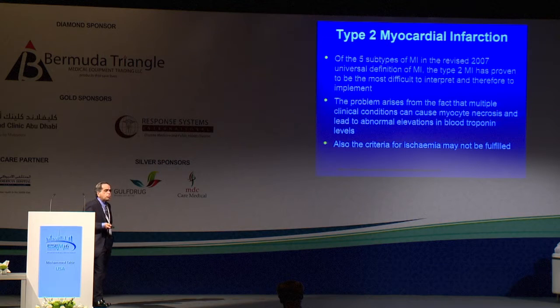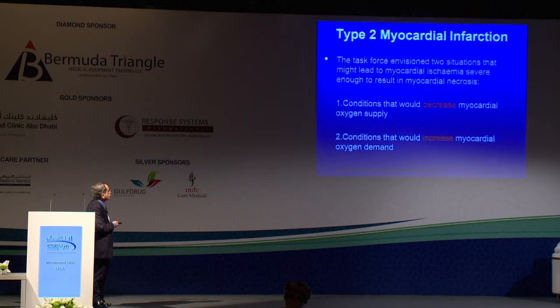It is also very important that you do not miss a critical coronary artery lesion by saying it's a type 2 MI and it's a question of supply and demand. And I'll show you a picture of a coronary artery where this has happened. So either you can have a decreased myocardial oxygen supply or an increased myocardial oxygen demand.